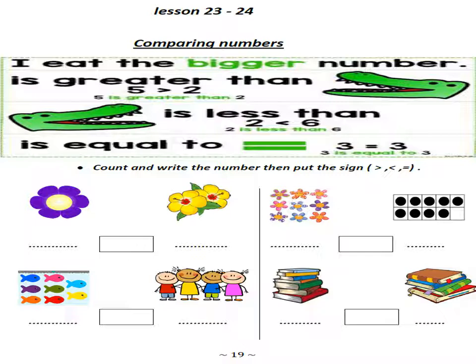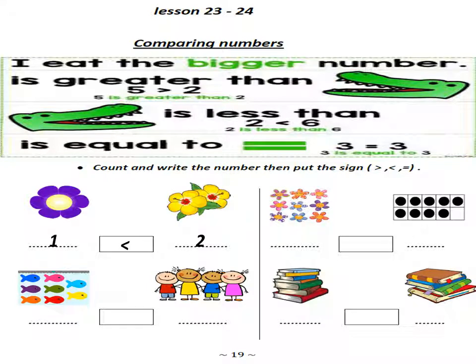The first picture here, we have one flower. And in the second picture, we have two flowers. Of course, two is greater than one, so the mouth of the crocodile goes to hunt the big number. So one is less than two.